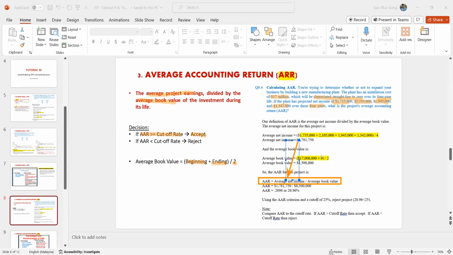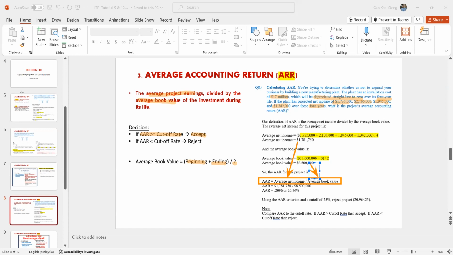Now after that, I will calculate my average book value. What is my initial installation cost? 17 million. And depreciated to how much? 0. So that's the ending book value. I have the beginning book value and the ending book value, so I add these up together, divided by 2, and that's what we call the average book value. When I divide these two by each other, at the end I get the final answer. And as long as my final answer is larger than the cutoff rate, then we should proceed.